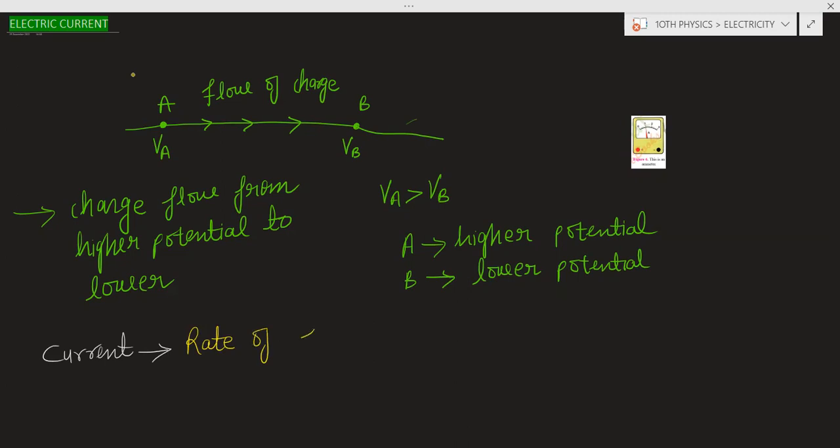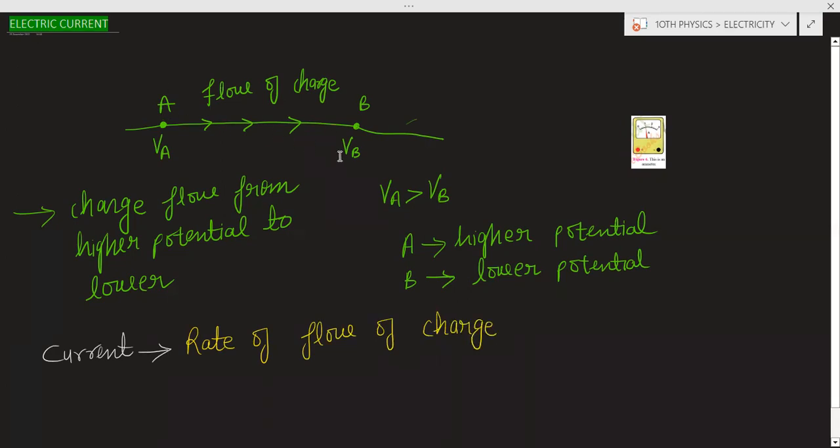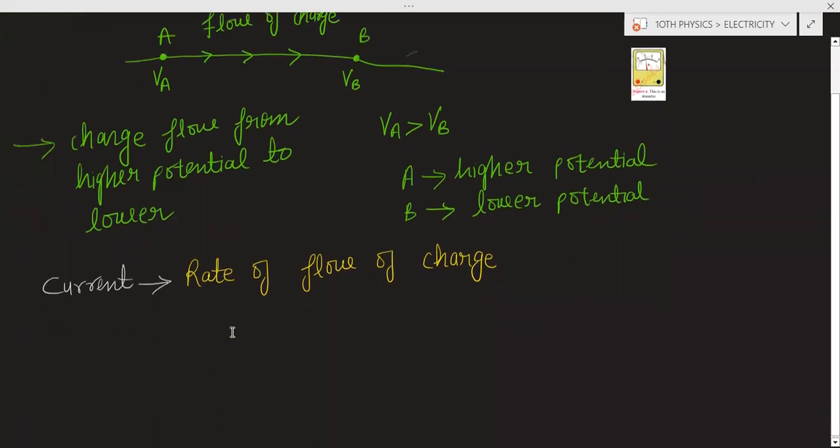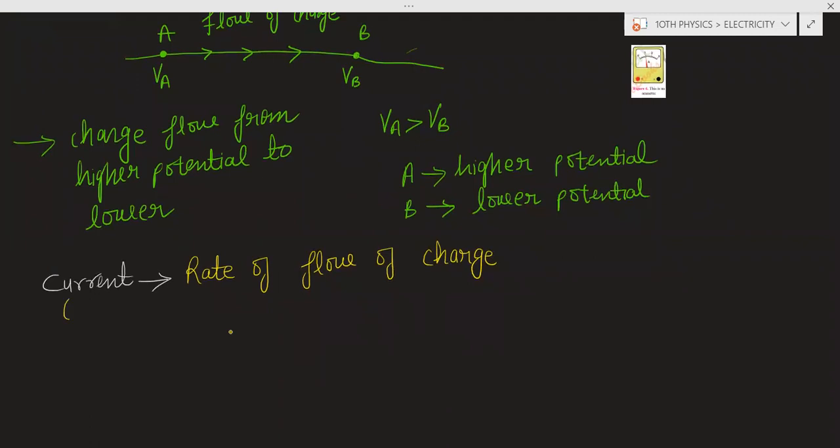Rate of flow of charge. And why is the charge flowing? Due to the potential difference. So you can say indirectly the current is due to the potential difference. Formula of the current: I will represent current with capital I. The current is given by the formula, to calculate the current, current is equal to charge divided by time.